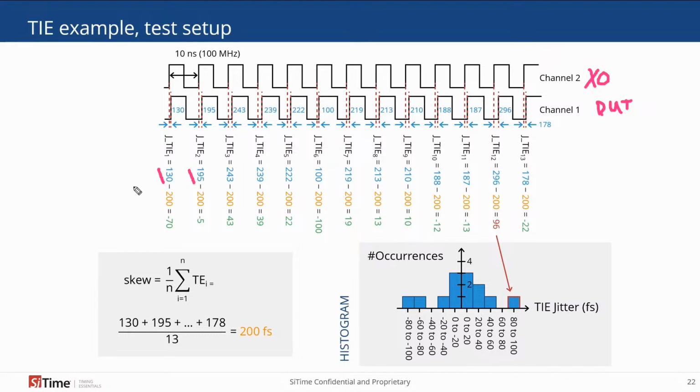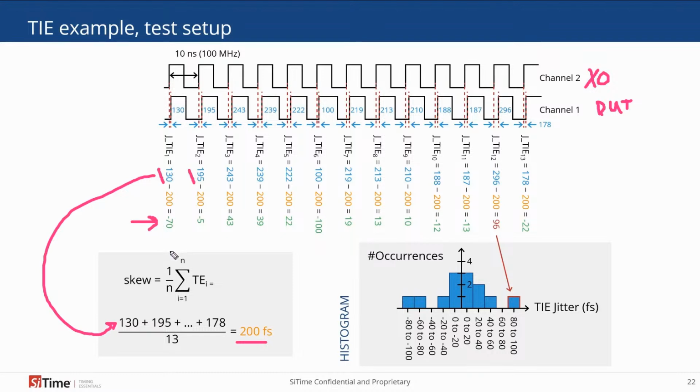And then from that value, we need to subtract the value of skew. So we can take all of those values here, put them in the numerator, add them up, and there's 13 rising edges shown here. So the average value happens to be 200. So we take that 200 and we subtract it from each of the time error values, and we end up with a value of 70 femtoseconds.